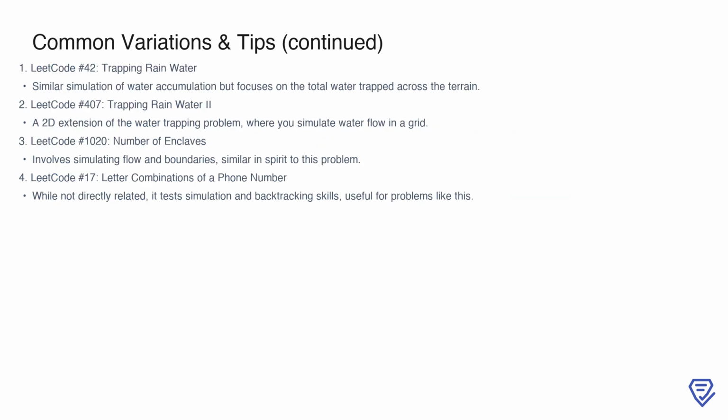If you're looking to build a broader understanding, there are several related problems that can help. LeetCode number 42, Trapping Rain Water, focuses on the total water trapped across a terrain and involves a similar simulation process. LeetCode number 407, Trapping Rain Water 2, extends this concept to 2D grids, adding complexity to the simulation. LeetCode number 1020, Number of Enclaves, also involves simulating flow and handling boundaries, which is conceptually similar to the pour water problem. Lastly, while LeetCode number 17, Letter Combinations of a Phone Number, is more about simulation and backtracking, the problem-solving skills it develops can be highly applicable to dynamic scenarios like this.